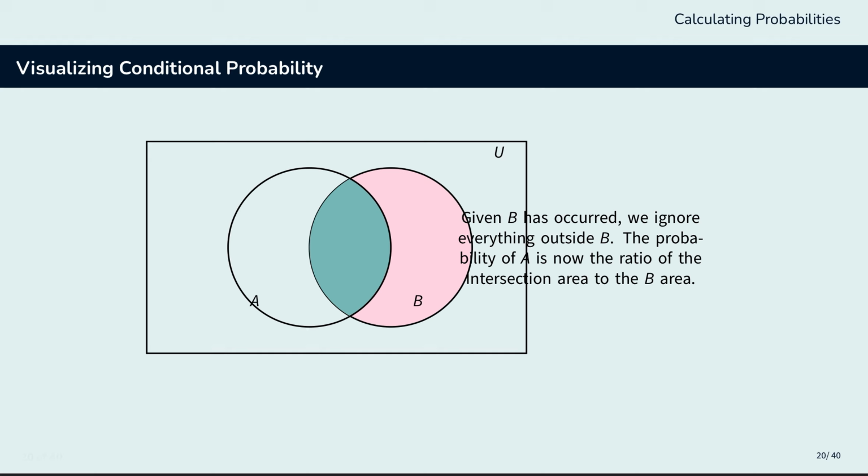So how do we visualize the conditional probability? What it says is that given that B has already occurred, we ignore everything outside of B and we only calculate the probability of A in the ratio of the intersection to the probability of B, which basically means that we are calculating this part out of the whole of B.